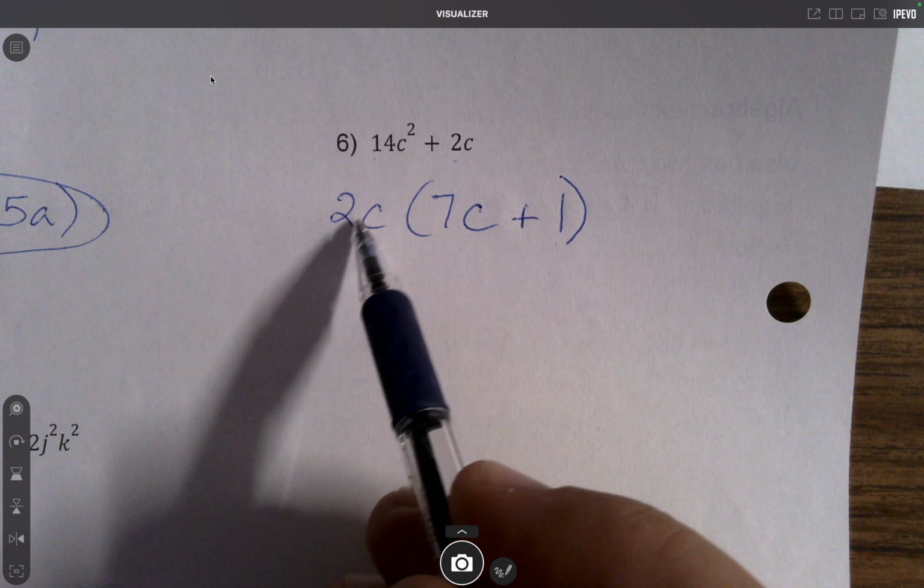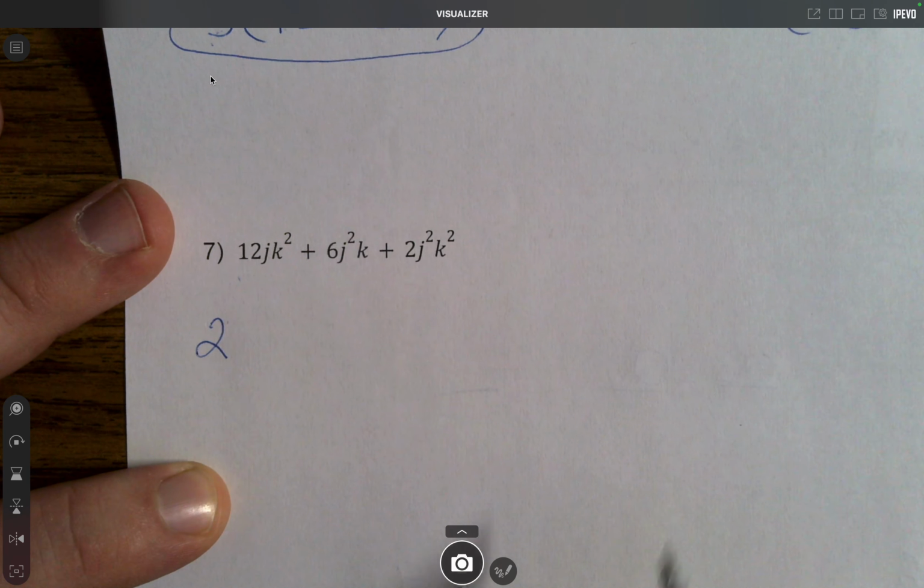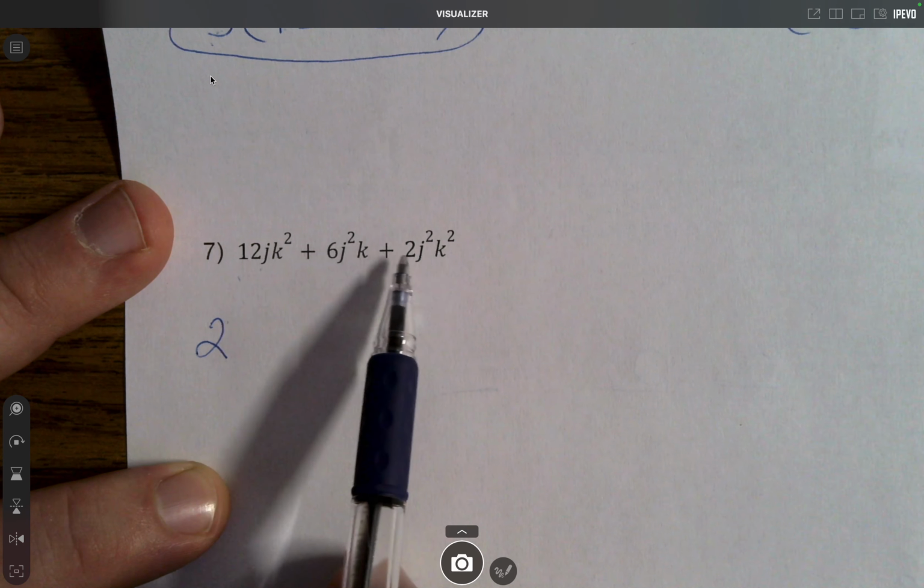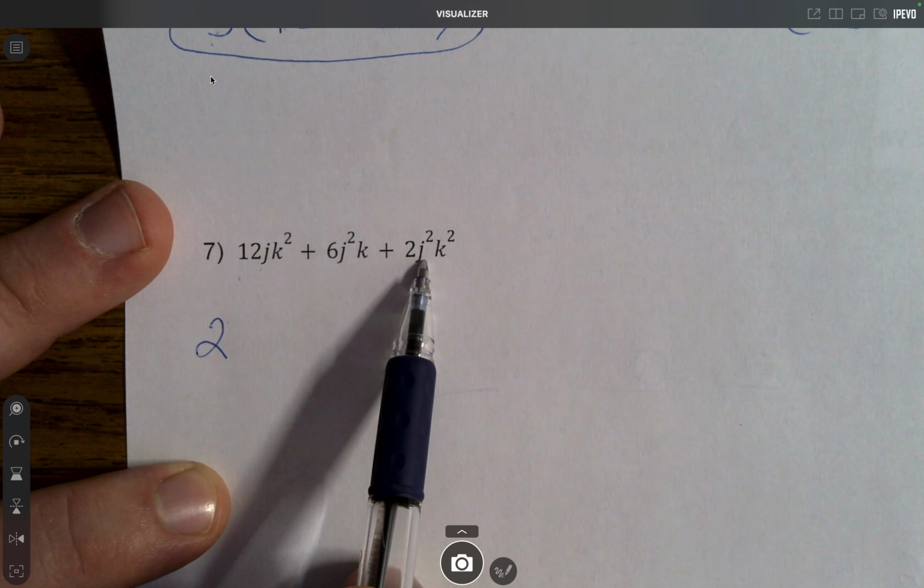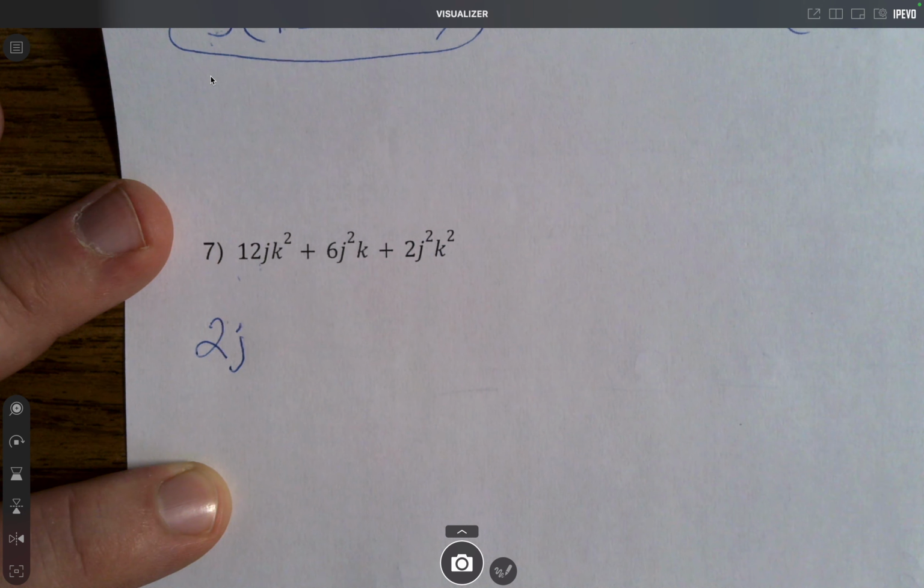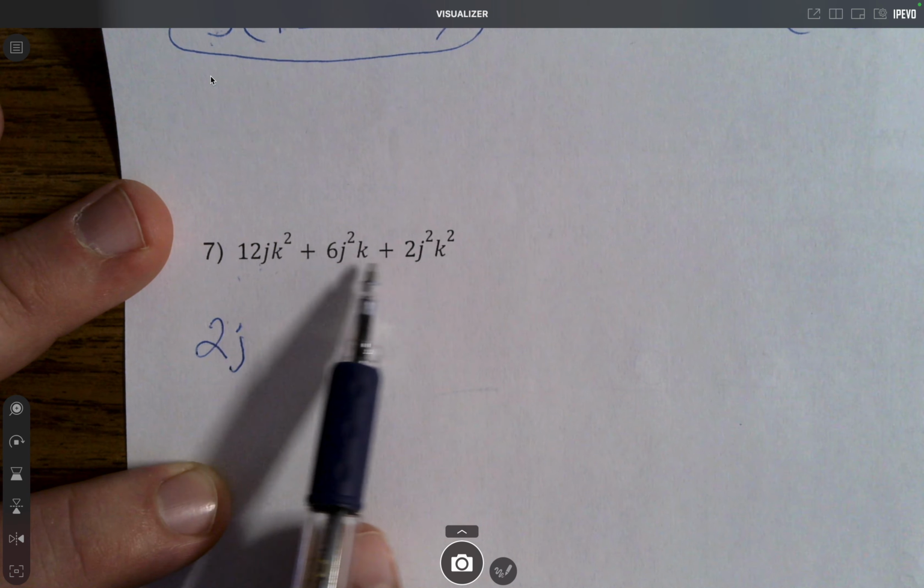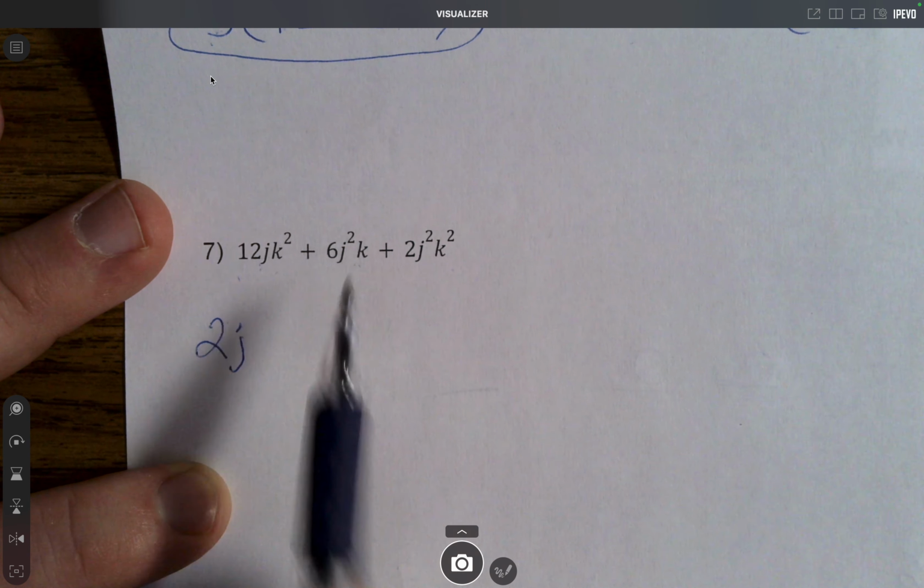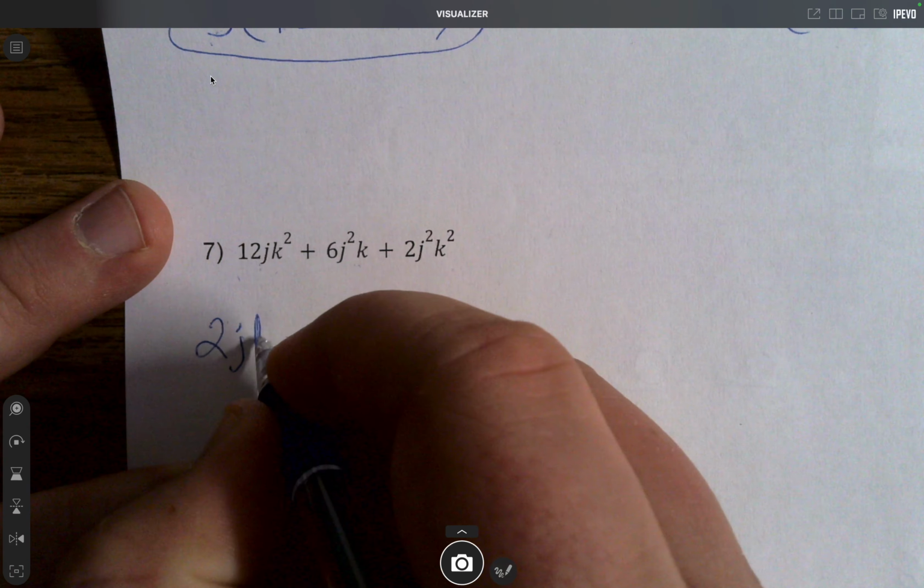Okay, last one. We want to think what number goes evenly into all 3 of these. That would be a 2. Okay, we see all 3 of them do have j's. We've got to look at the smallest exponent, that's this one. So we only take out 1 j from all of them because that's all that one has. They do all have k's. This one only has 1, so that's the most we can take out. It's k to the first, because that's all that one has.